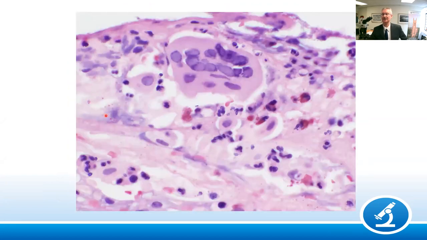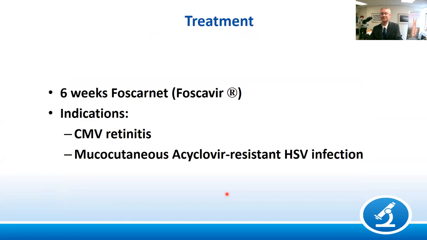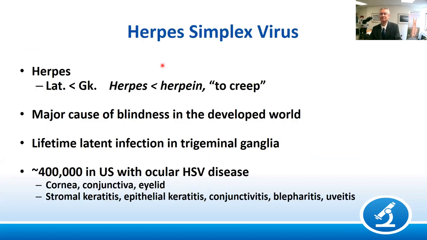But then when you cruise around the epithelium, you see these multinucleated giant cells with the classic glassy appearance of a viral infection, and some eosinophils down below. These infected cells stained with herpes simplex virus immunohistochemistry. The patient was treated with foscarnet, which is the indicated treatment for CMV retinitis and mucocutaneous acyclovir-resistant herpes simplex. At one point the patient had almost 20/200 vision, and afterwards his vision improved to 20/60. So a nice success story there.